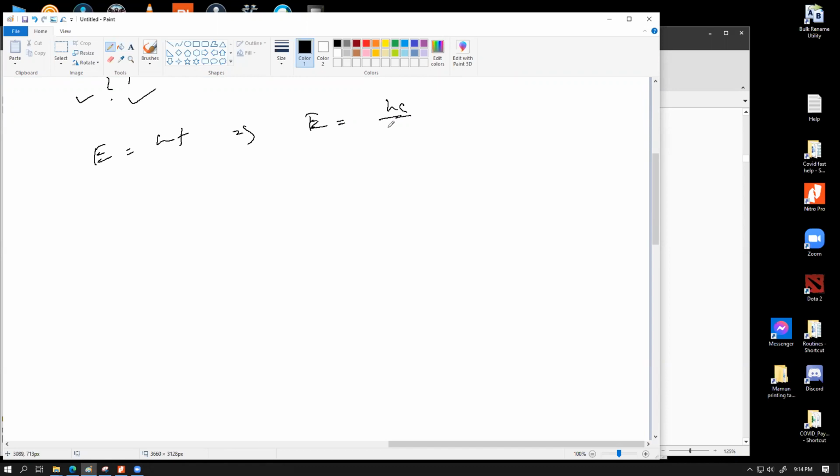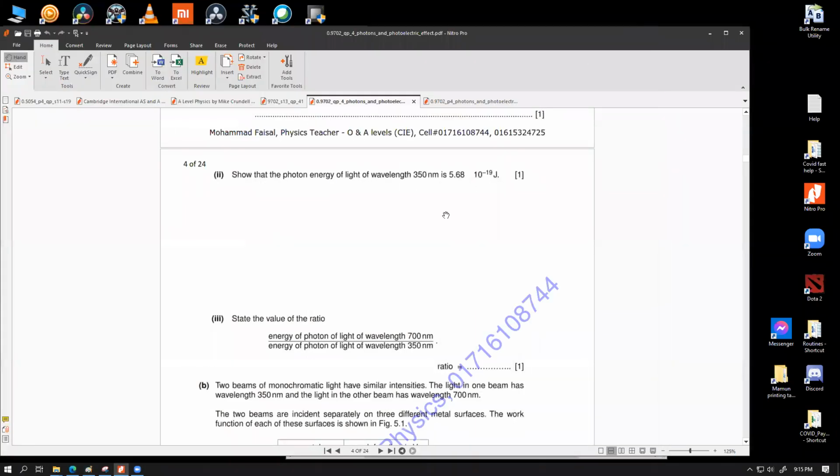E equals to H C by lambda. So E and lambda are inversely proportional. So if we're trying to find out the energy variation between energy of 700 nanometer of lambda divided by energy of 350 nanometer of lambda, the ratio of wavelengths would be opposite to the ratio of energy, because lambda is on the bottom side. So this would give you 2 over here, 1 over here. That's why they didn't give any space for calculation, because they are expecting you not to do any calculation for this one, just be able to use the idea of proportionality and not mess up the ratio.